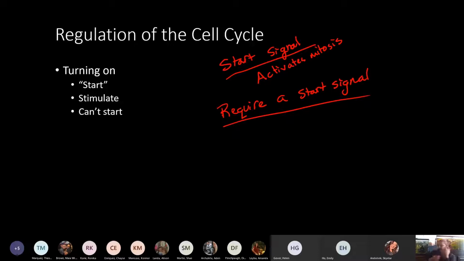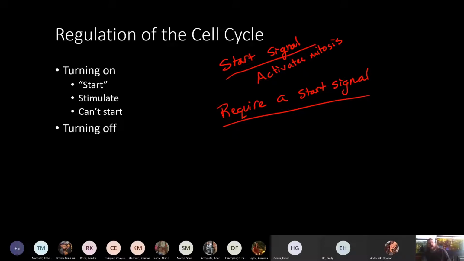If you get a cut and you need more skin cells to fill in the wound, they will not automatically start mitosis. The cells that undergo mitosis need the start signal, and then they can start producing cells that will become skin cells that will fill in the wound.